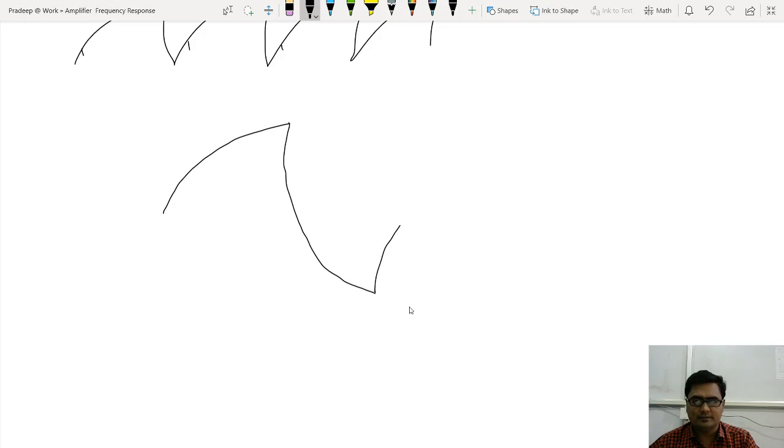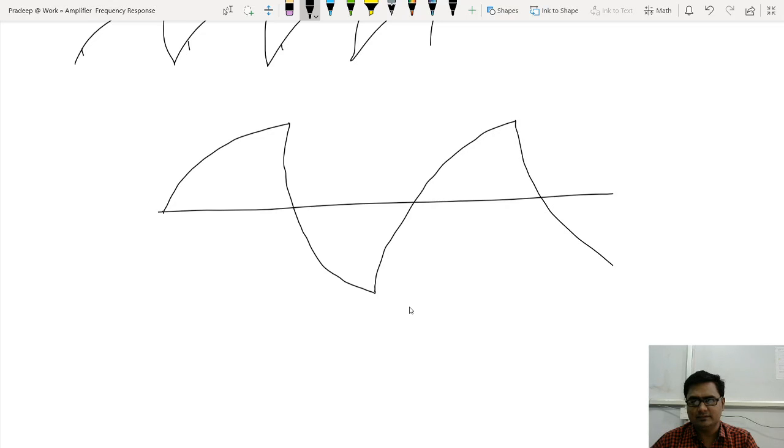Yes, that is okay. If this is the middle line, it looks fine, that is okay. See, because drawing with the digital pen is quite hectic actually. So this is the output at higher frequency. Now look at this, from that output voltage, what is my concern?